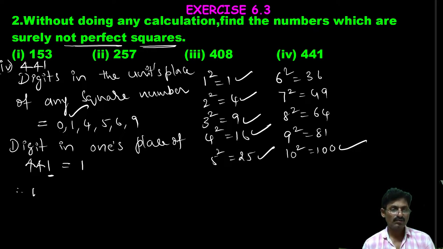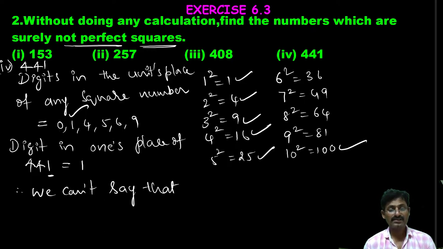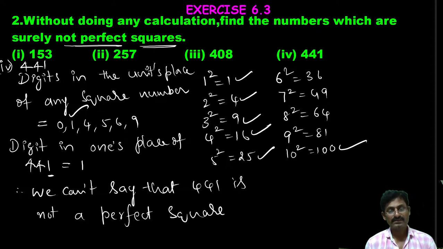So therefore we can't say that 441 is not a perfect square. So that means we are not sure about whether 441 is a perfect square or not. But in previous problems, that means in 408, as 8 is in units digit, we can surely say that it is not a perfect square. But in the case of 441, we are not very much sure about that one. That means we can't say whether it is a perfect square or not. In the previous 3 problems, we are very much sure about those are not perfect squares.